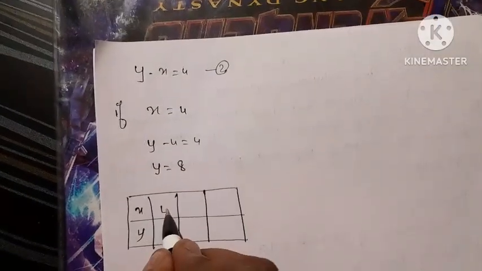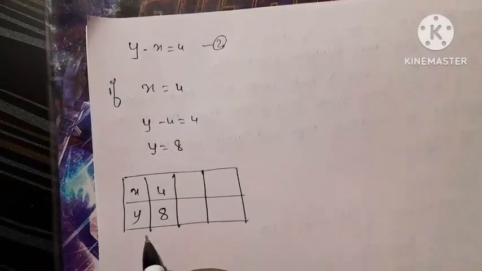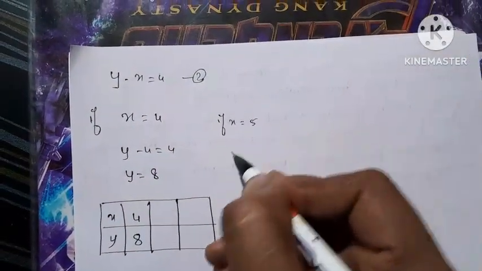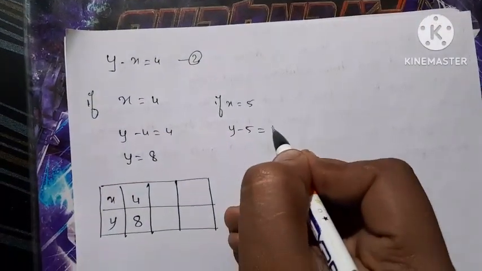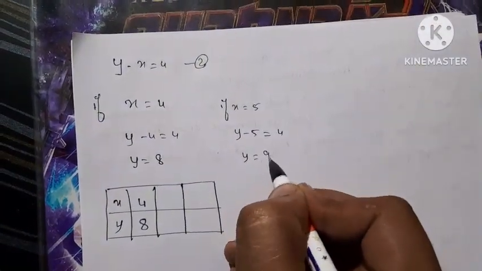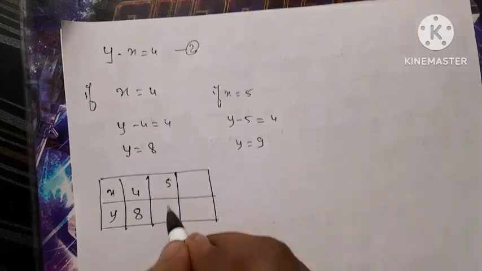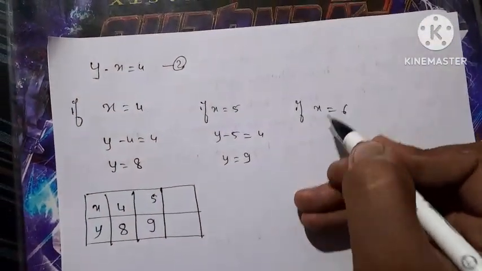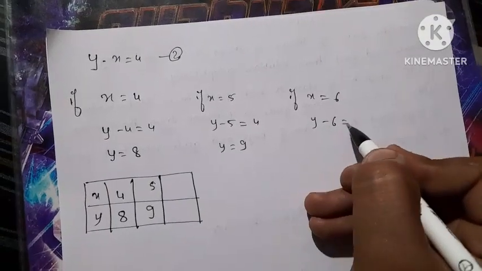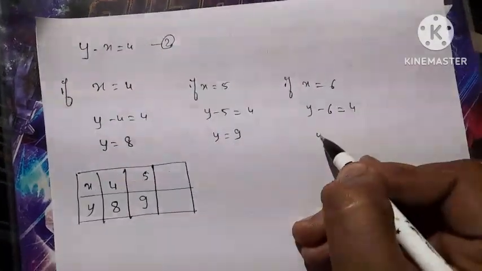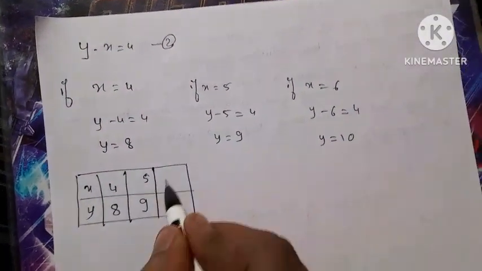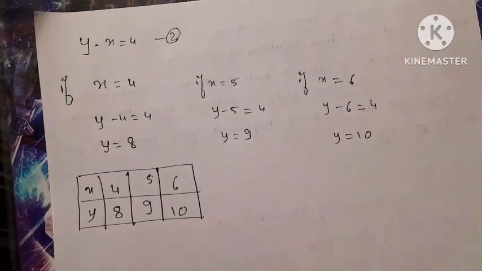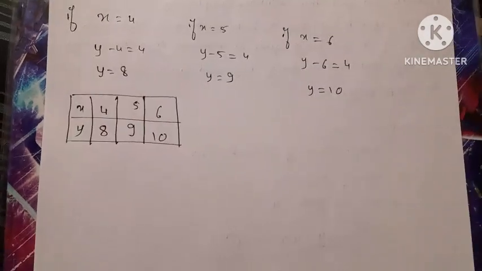If x is 4, y is 8. Similarly, if x is equal to 5, then y minus 5 equal to 4, y is equal to 9. And if x is equal to 6, y minus 6 equal to 4, y is equal to 10. 6, 10. So we got both the tables. Now we can plot the graph.